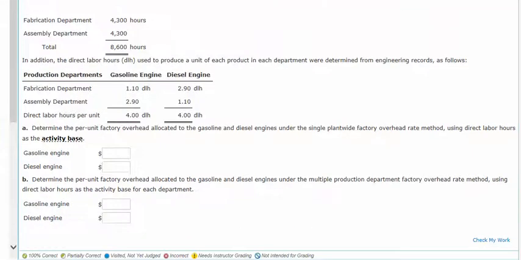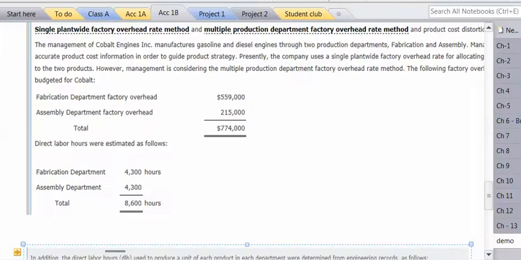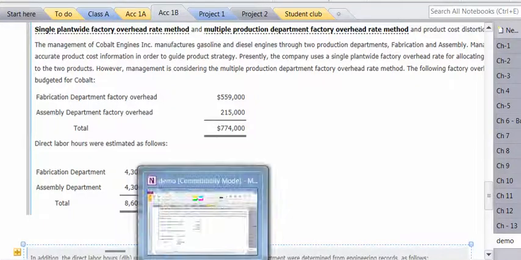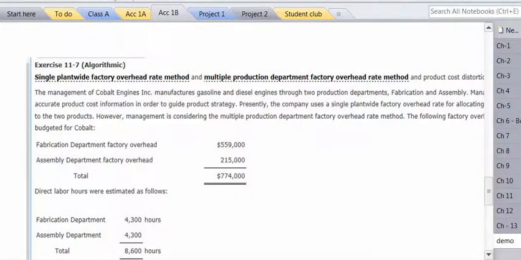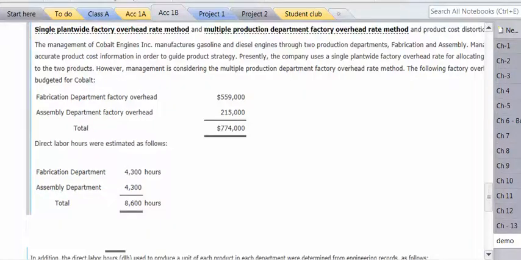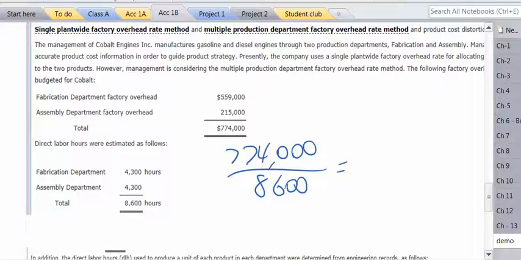So first, determine the factory overhead allocation to the gasoline and diesel engines under the single plant-wide rate. Let's go over here to my tablet where I can calculate. We'll make the calculation, and that initially is going to be the $774,000. I'm going to divide that by the 8,600. This is for the single plant-wide rate. That equals $90 per hour.